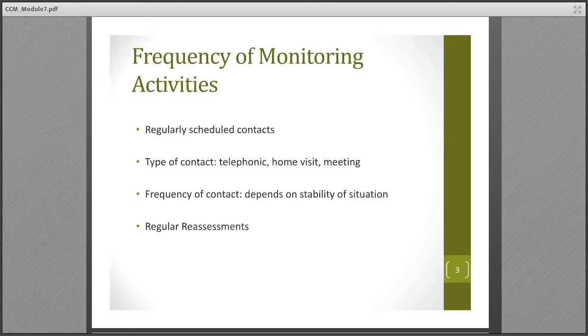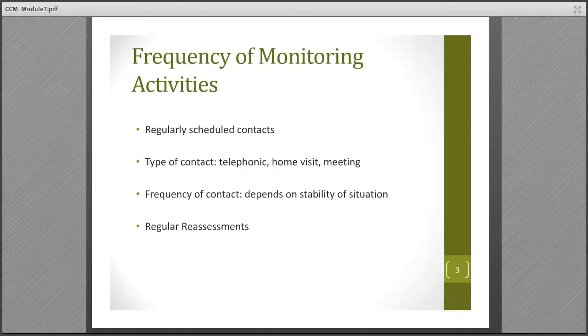We can do home visits. We can have meetings with the care manager in the medical office at the time of a regularly scheduled appointment. How frequently are we going to do this? How often we schedule monitoring activities may depend on the individual's overall status, the stability of their situation, their needs, their goals, their progress.